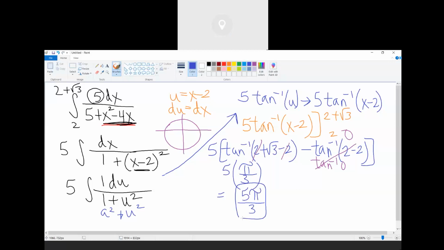Again, you can use the unit circle, find the angle manually, or you can go on Google and just type in inverse tangent or arctangent, ARC, of square root of 3, and abbreviate square root. You can do SQRT, and Google will read that and find the value for you.